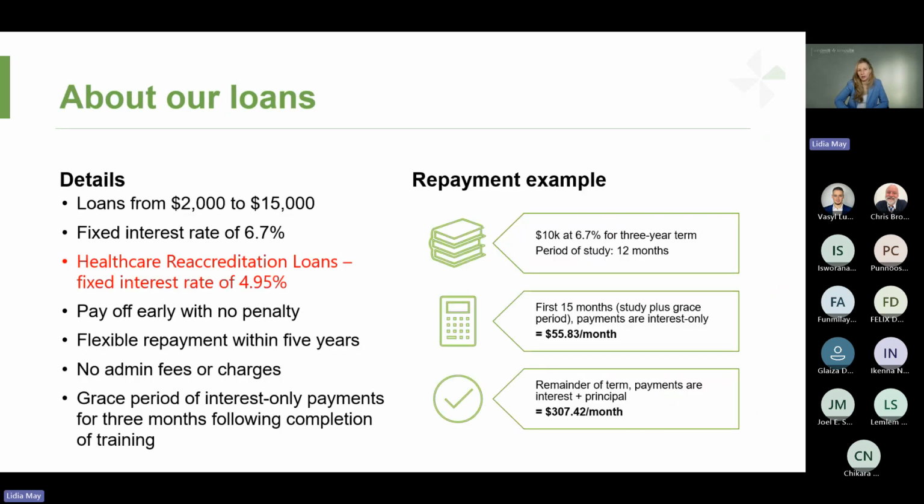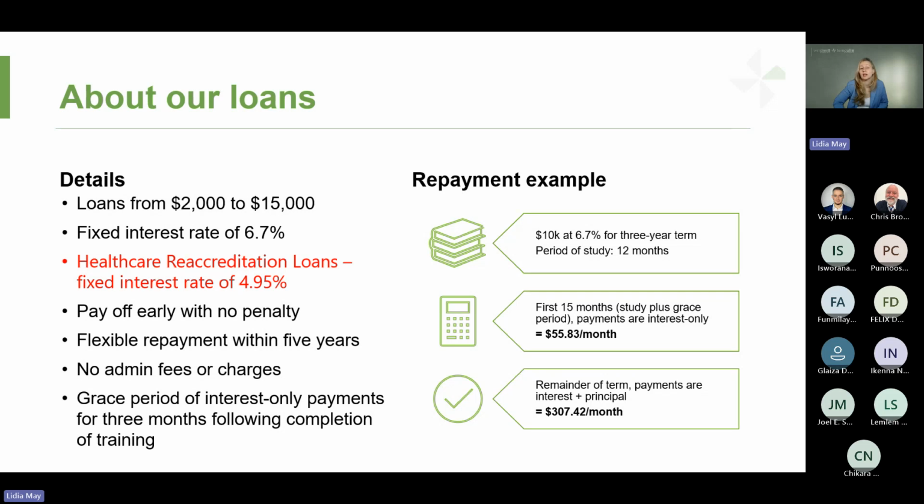I know you might be wondering, because you heard me saying a couple of times that we are a microloan program, about our terms and conditions. And you can see them here. So our loans are from $2,000 to $15,000. The minimum amount that you can take is $2,000. The maximum amount is $15,000. Also, we have a fixed interest rate of 6.77%.